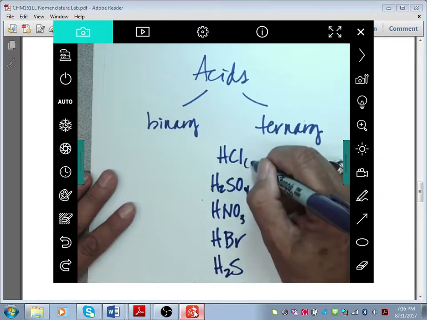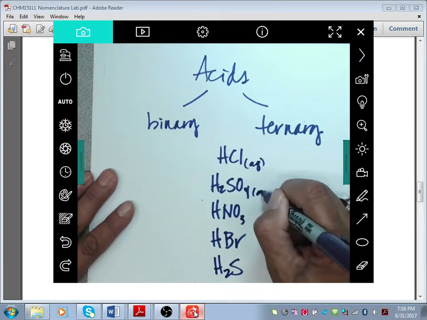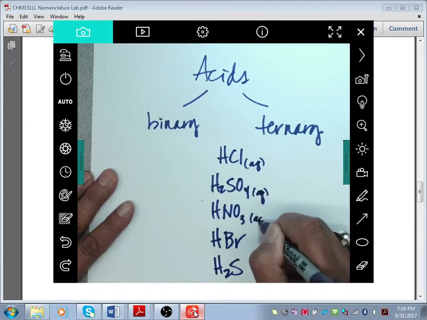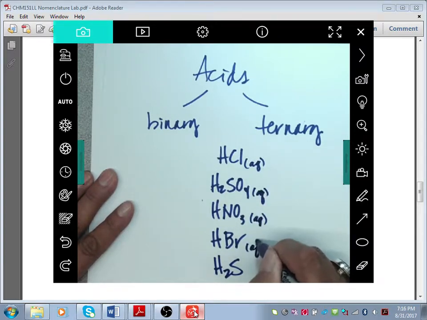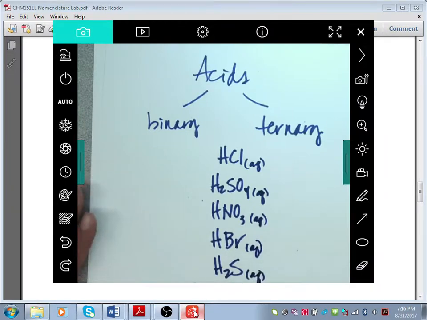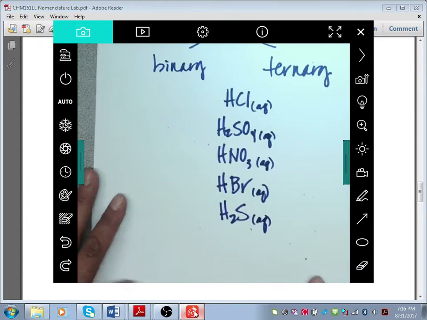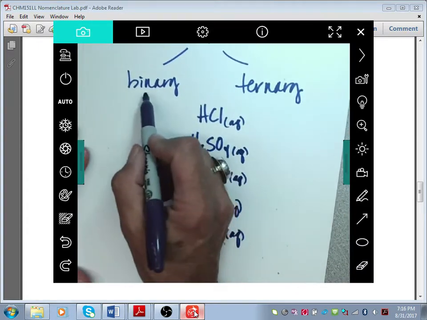And now I know these are all acids because I'm going to put (aq) next to them. Because you might think that they are molecular compounds. But if you put the little (aq) next to them, then you know that they are acids. All right. So which one of these are binary acids and which one of these are ternary acids?